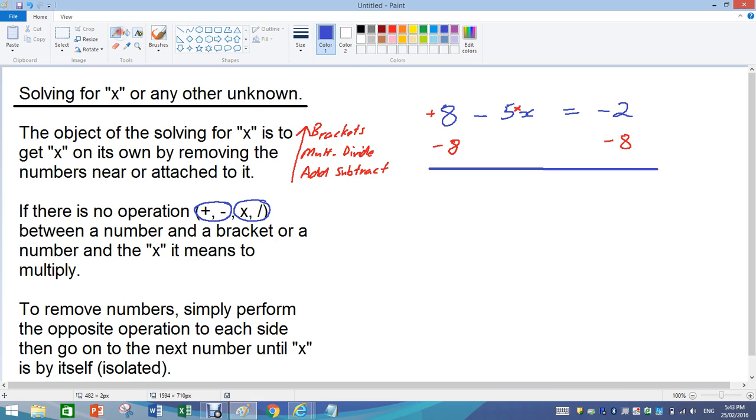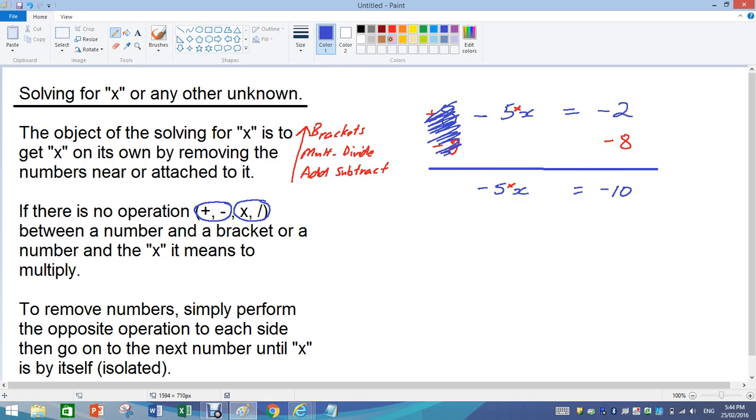Looking at the answer now, on this left side, that's gone. 8 minus 8 is nothing. So you still got the minus 5 times x. And equals minus 2 minus 8. Again, if you're a bit stumped with the minus situation, because a lot of people are, it can be quite tricky to deal with negative numbers, then just use your calculator. So you do minus 2 minus 8 in your calculator, you just type that in and you get minus 10.